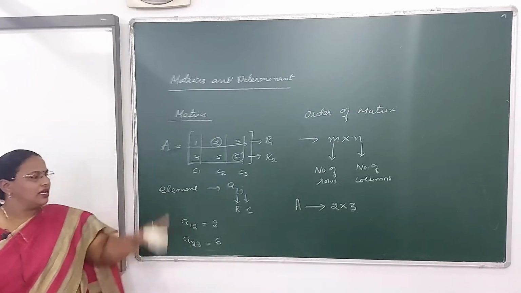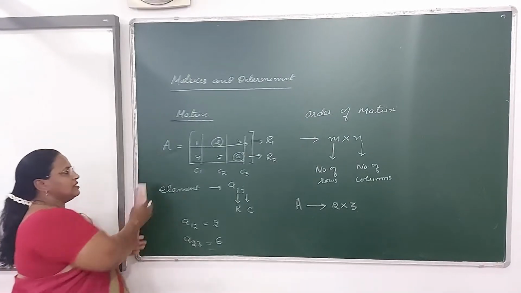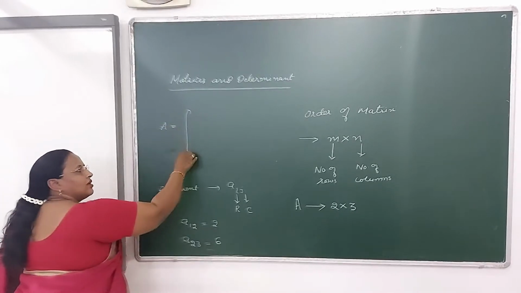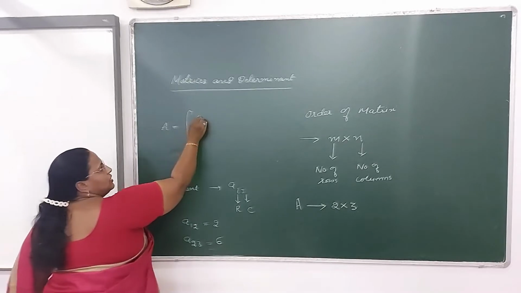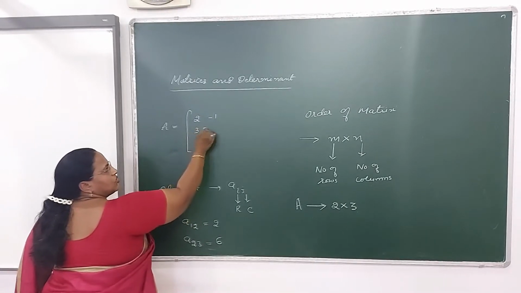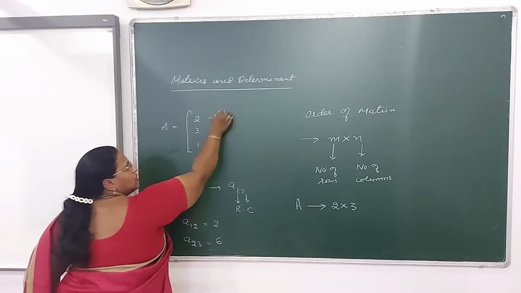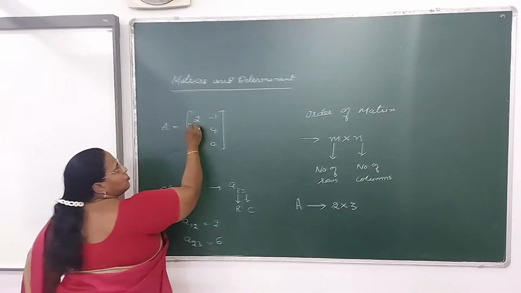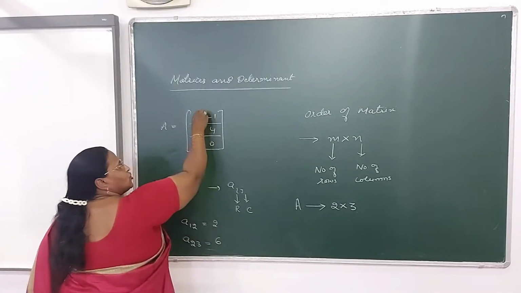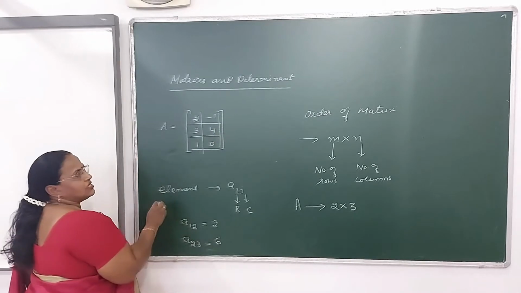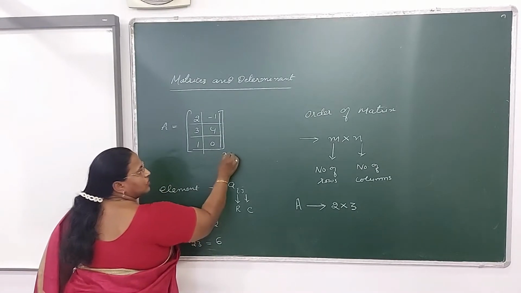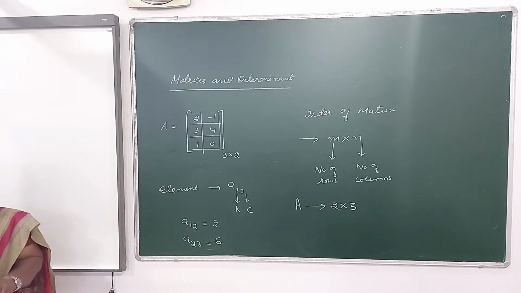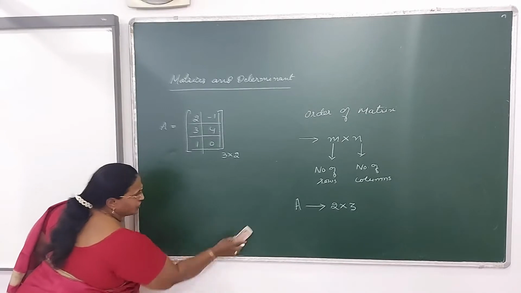Is it fine now? So I think it is clear to all the element representation as well as the order of the matrix. Now let me take one more example for this. Consider a matrix A as, see the elements what I am going to write it down here, 2, minus 1, 3, 4, 1, 0. Now let us count the number of rows as well as the column. Here 3 rows are there and 2 columns are there. That means the order of this matrix will be 3 by 2. I hope it is clear to everyone. Okay, fine. Moving to the next part.